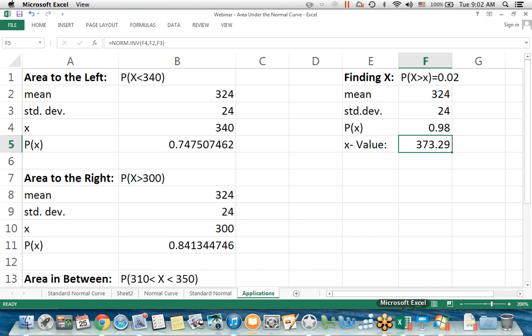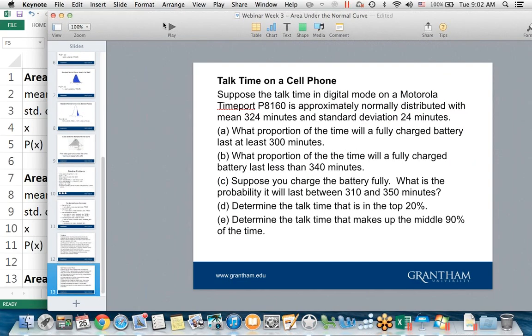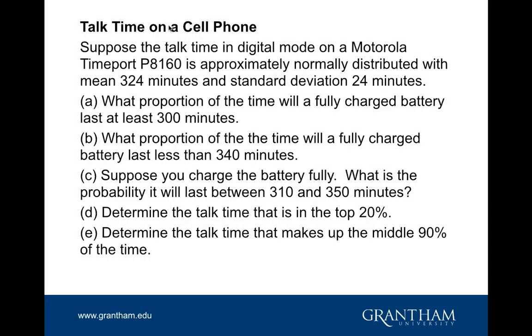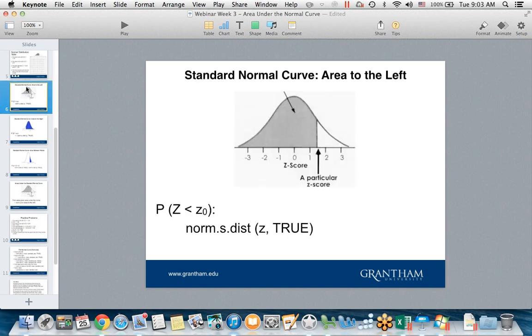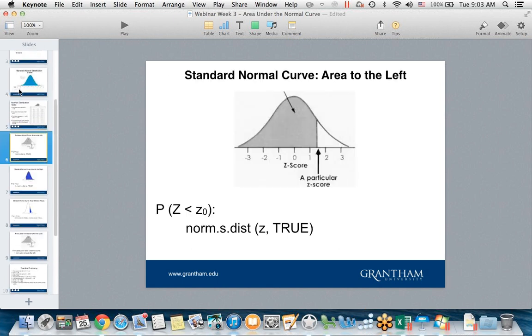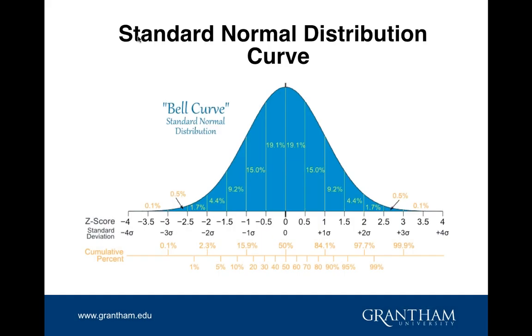Now, as a review of what we have done today, we've talked about the normal curve and how to use the Excel functions to find the area underneath the normal curve. Remember that the values along the x-axis for the standard normal table are referred to as the z values, and those are what you would have to plug into the formulas.